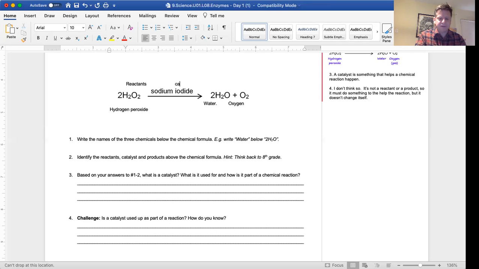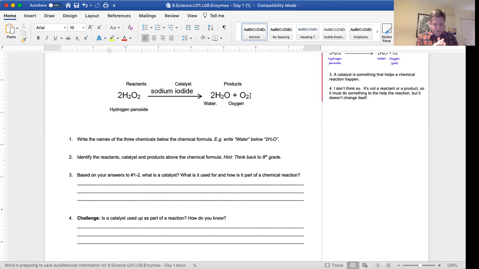This is the catalyst, the sodium iodide catalyst. And then we have the products. The Products, hey, let's give this a capital because the catalyst is super important, right? So hydrogen peroxide is the reactant. The catalyst is the sodium iodide. The products are the water, the 2H2O, and the oxygen, the O2, all right? I think that works.